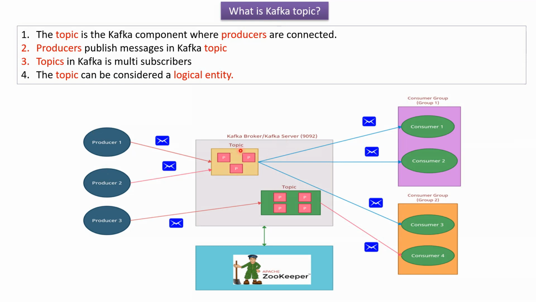Here you can see for this particular topic there are two producers connected, and producers generate messages and publish messages to the Kafka topic. Topics in Kafka are multi-subscriber, which means the messages in this particular topic can be consumed by multiple consumers. Here you can see consumer 1, consumer 2, consumer 3. These three consumers are subscribed to this particular topic, and they can consume messages from this topic which were produced by these producers.